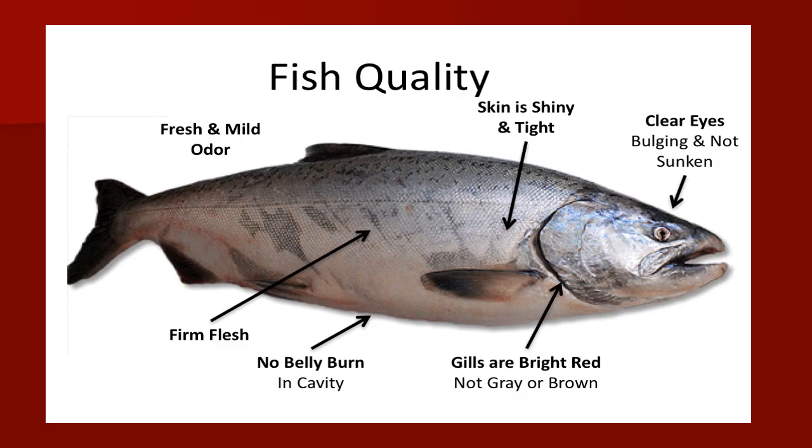In this lecture we will see the quality of fresh fish briefly, and in the next one we will see it in more detail. First, the eyes: they will be clear and shiny, bulging out and not sunken inside. The skin will be shiny and tight. The odor will be fresh and mild, and the muscle will have firmness and strength. There will be no belly burn in the cavity, and the gills will be bright red, not gray or brown. These are the quick signs of the freshness of fish.